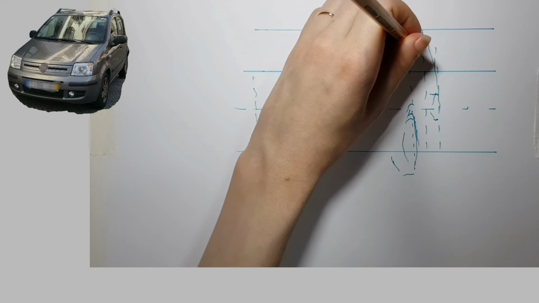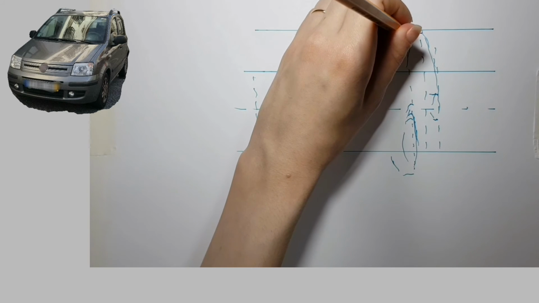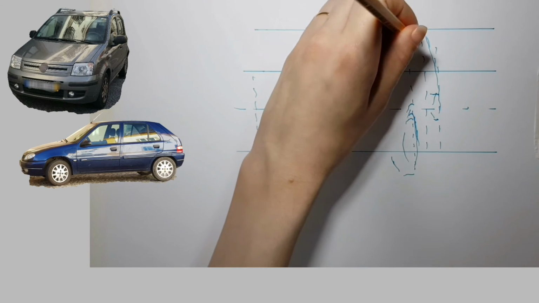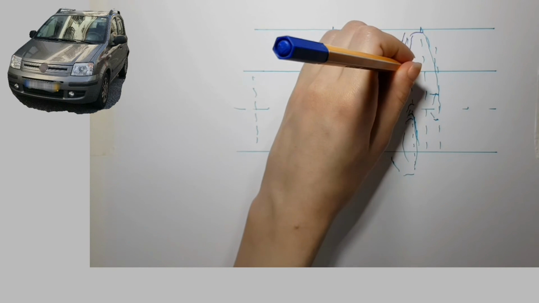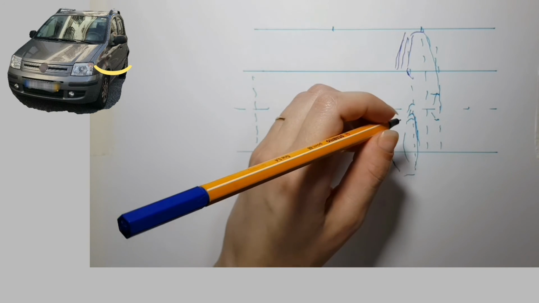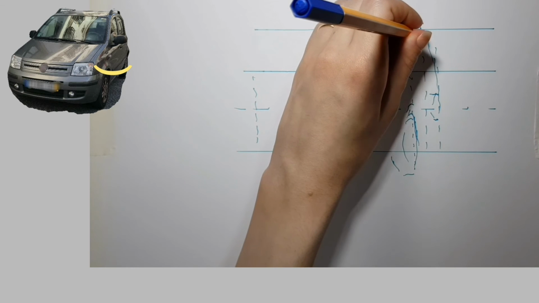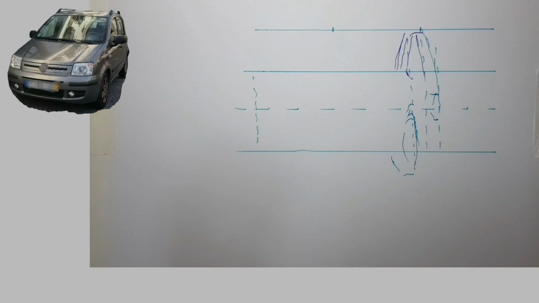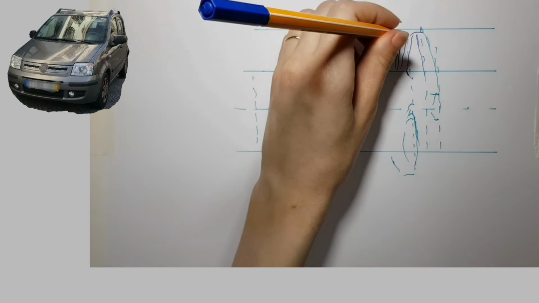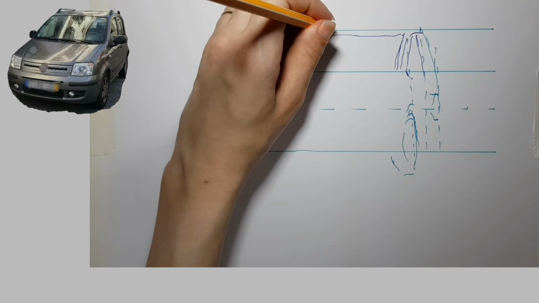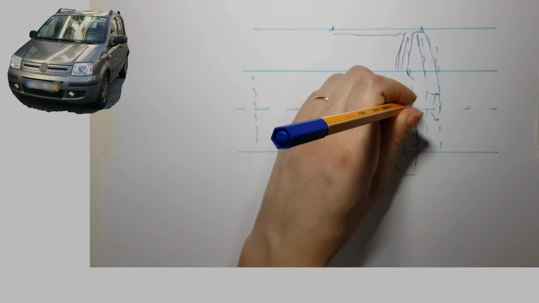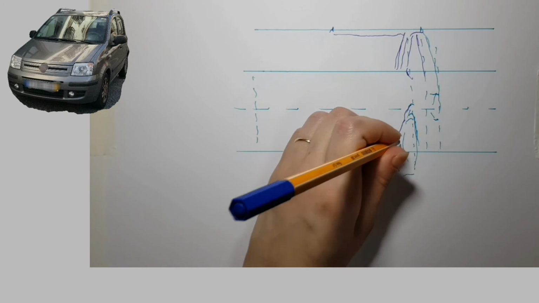In the last drawing, the side of the car was very big. It took almost all the space. In this point of view, it looks much shorter. Do you remember what this phenomenon is called? It's called foreshortening. Part of the wheel is hidden.